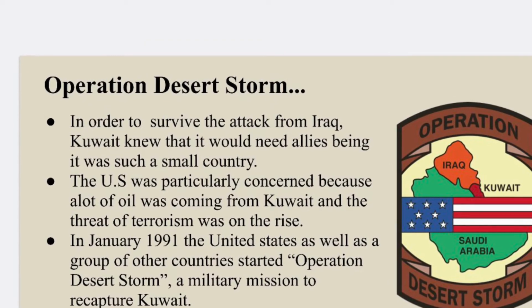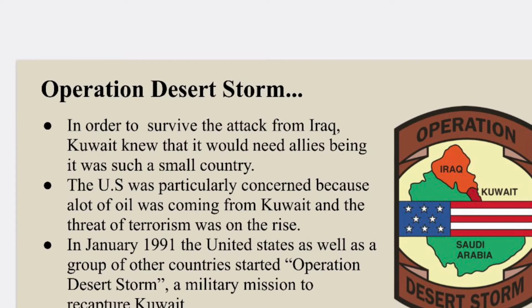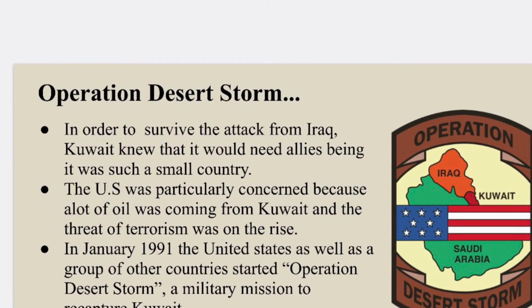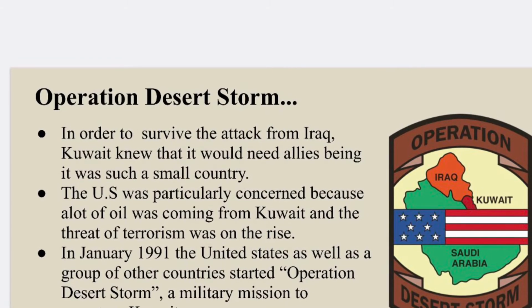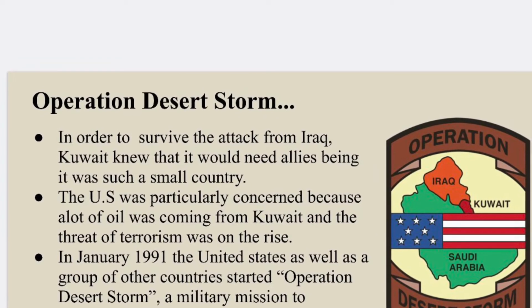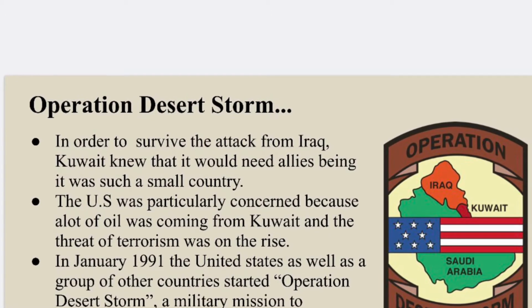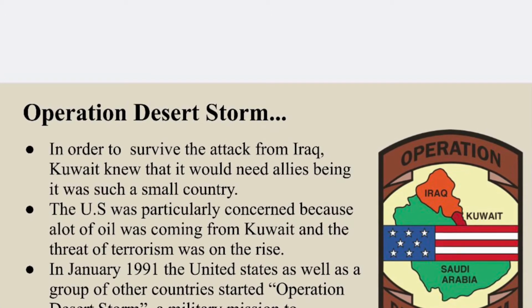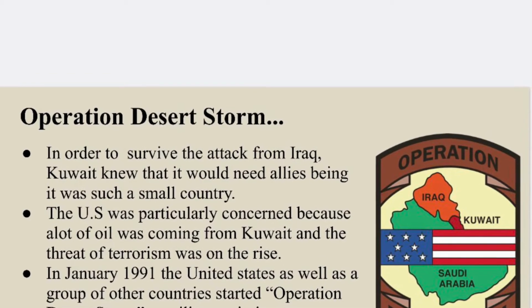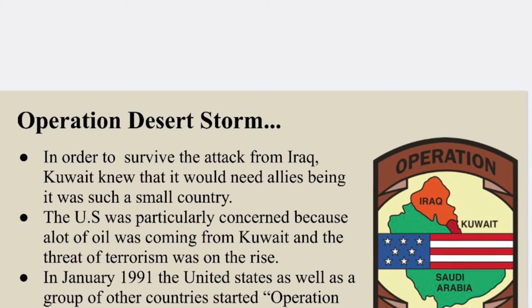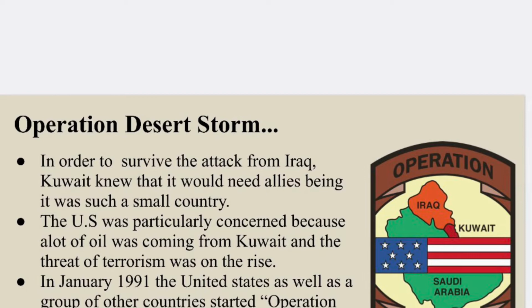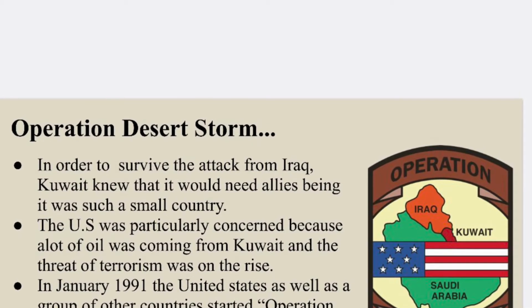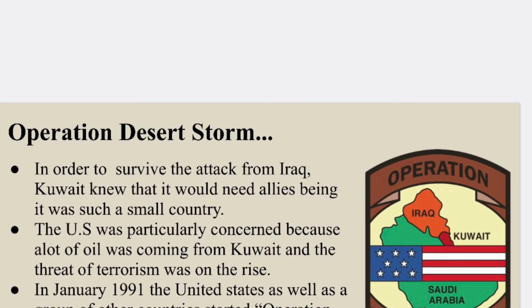So, Operation Desert Storm. In order to survive the attack from Iraq, Kuwait knew that it would need allies, it being such a small country, as you can see in the diagram to the right. The US was particularly concerned because a lot of oil was coming from Kuwait and the threat of terrorism was definitely on the rise. In January 1991, the United States, as well as a group of other countries, started Operation Desert Storm, a military mission to recapture Kuwait.